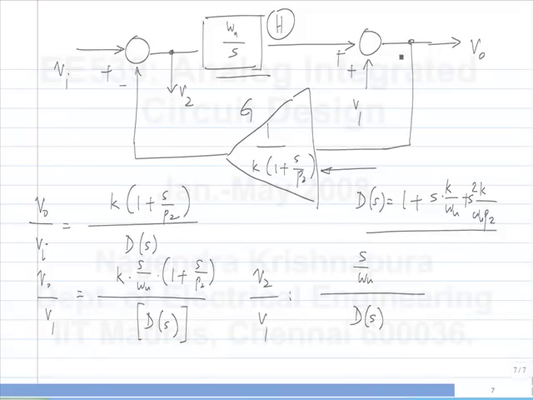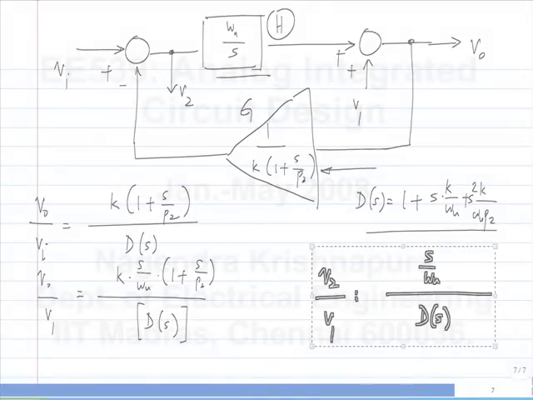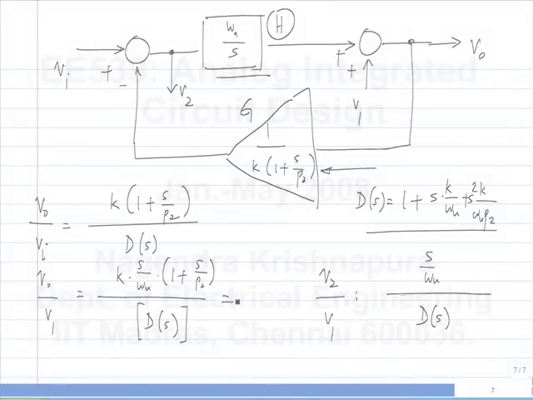Because it looks like the same thing, right? V1 is added and you take the output from there, and similarly Vi is added and you take the output from there. Okay. So this is, let me move this to the side. So this is also equal to V2 by Vi.